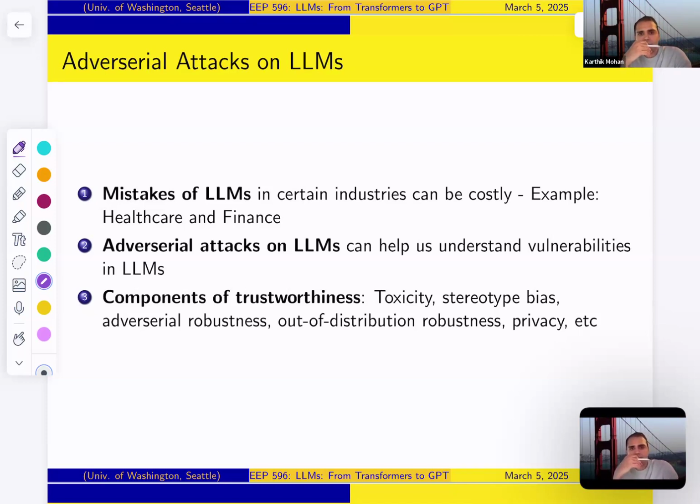Mistakes of LLMs in certain industries can be very expensive, right? Like healthcare and finance, you don't want to have a misdiagnosis, which can be very expensive.